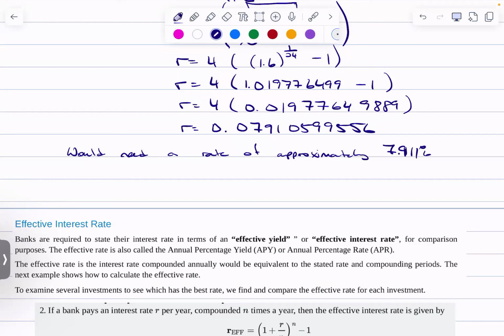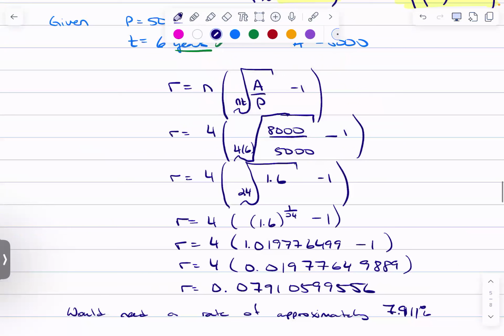Let's do 1. Yeah. Question. Uh-oh. Let me just quickly rework it in case I did something weird. I'm starting here, 8,000 divided by 5,000 to the power of 1/24. Good. Minus 1 times 4. I get the same thing. Yeah. Does it look like that?